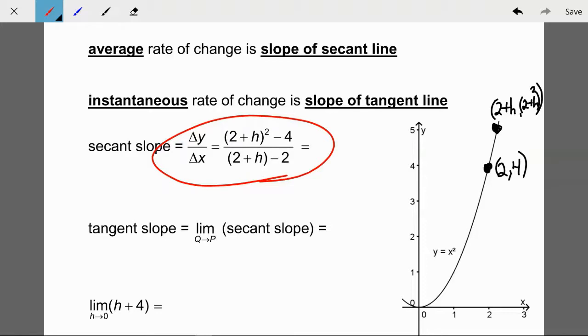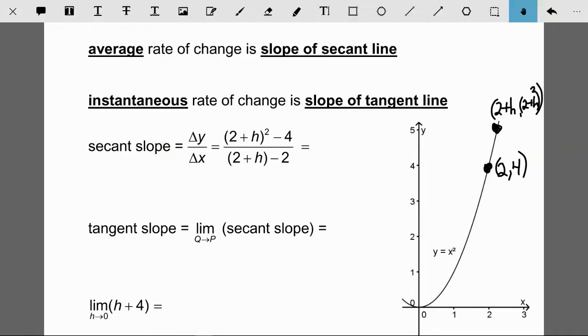Now, if I want to get the tangent slope, I'm going to go from just having that slope equation to creating a limit that is going to make the point Q approach the point P. So before I transition this into a limit, I'm going to take my secant slope and simplify this expression down a little bit.